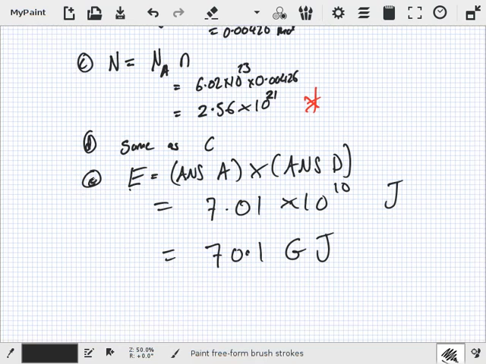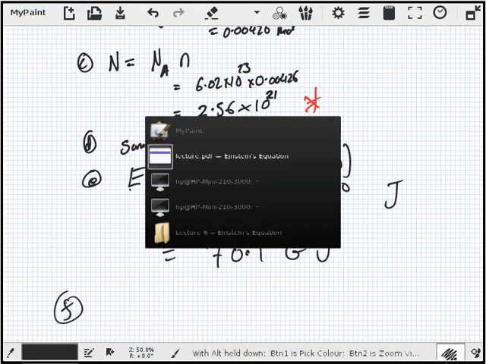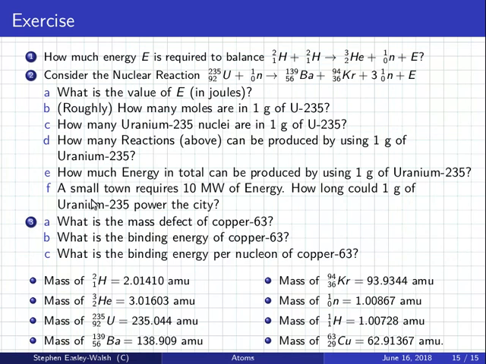That was part E. Part F. A small town requires 10 megawatts of energy, or rather I should have said 10 megawatts of power. Now, how much is 10 megawatts? How many homes would that be? One home would on average be using a kilowatt, maybe 2, so it'd be 1,000. 10 kilowatts at most.